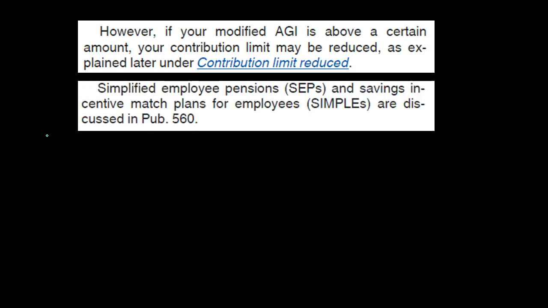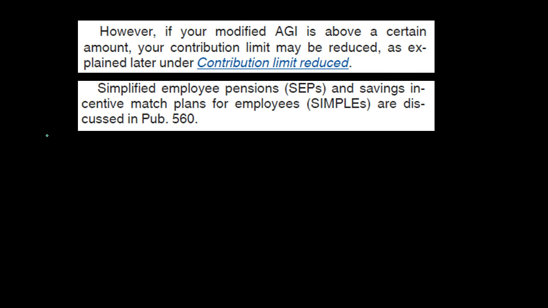It could be beneficial. However, if your modified AGI is above a certain amount, your contribution limit may be reduced, as explained later under contribution limit reduced. So if our AGI is getting high, getting to those limits, then we may have some type of reduced amount that we can contribute to the Roth IRA due to AGI income type limitations.